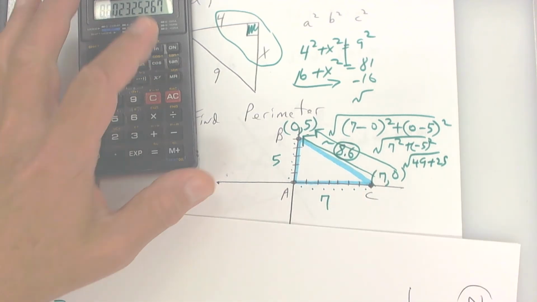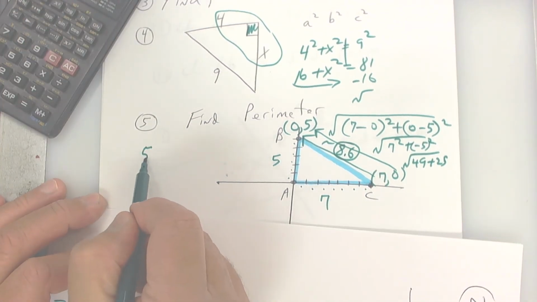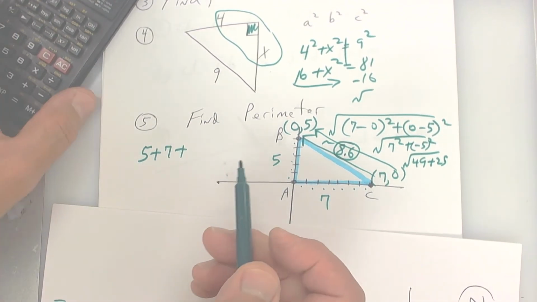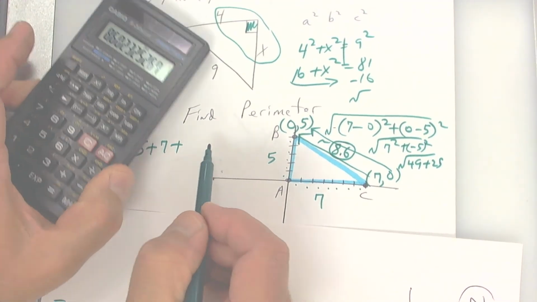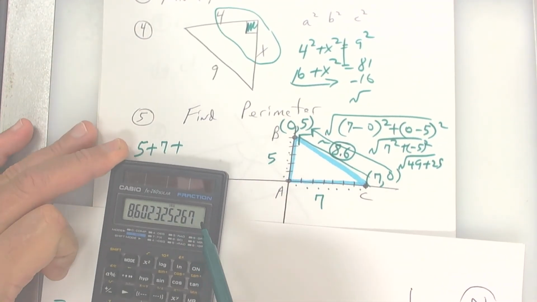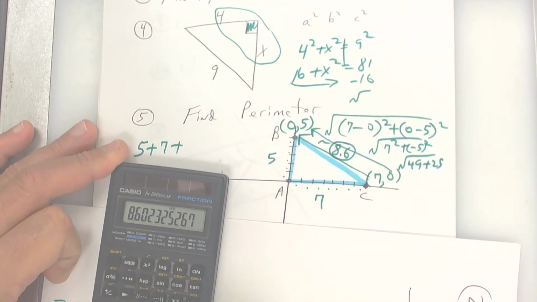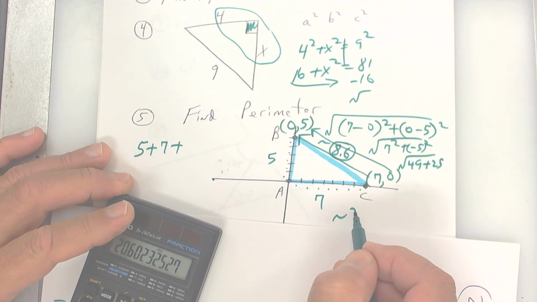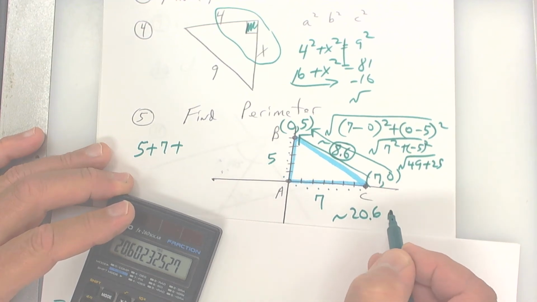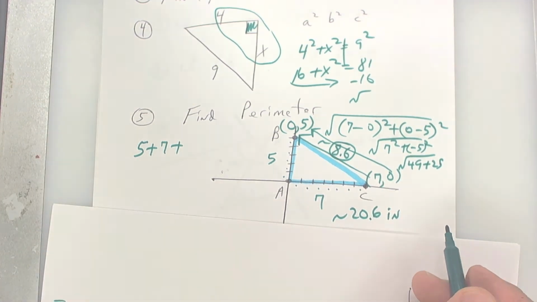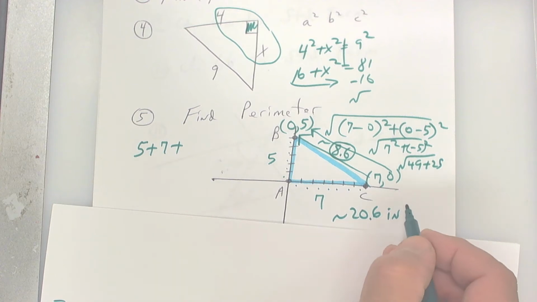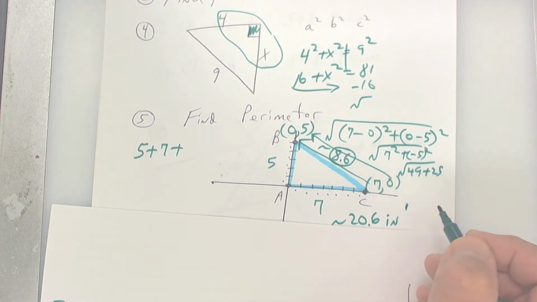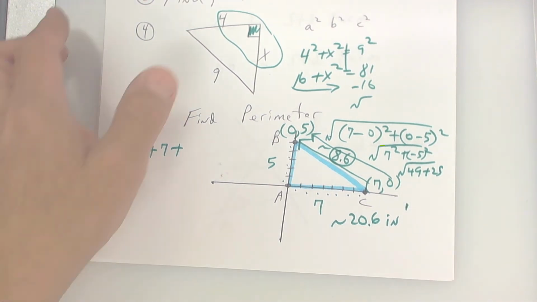So I add it up to get perimeter. So it's going to be 5 plus 7 plus all of this stuff. So I'm going to leave this on there. And then plus 12, because 5 plus 7 is 12. So I get 20.6 inches or feet. Remember, perimeter is 1 dimension. Area is 2 dimension. Let's keep moving.